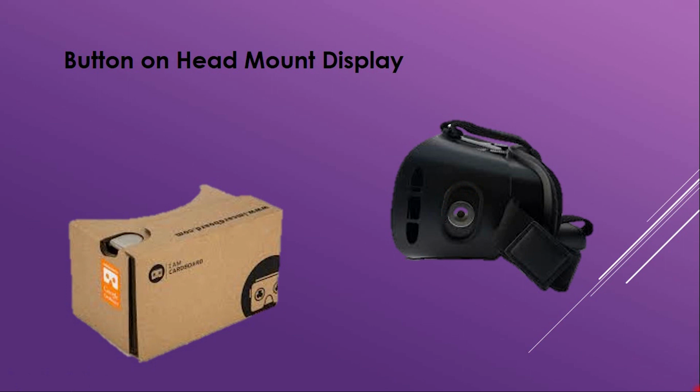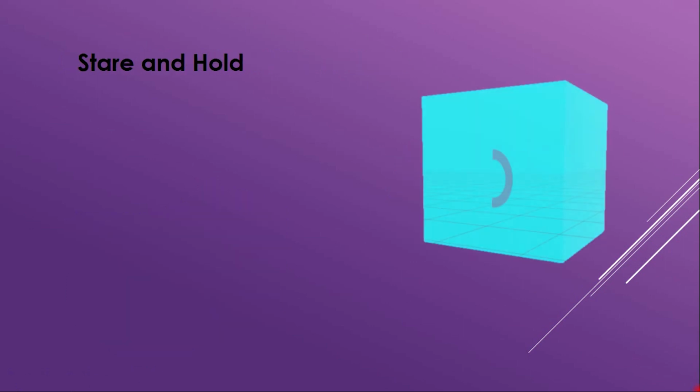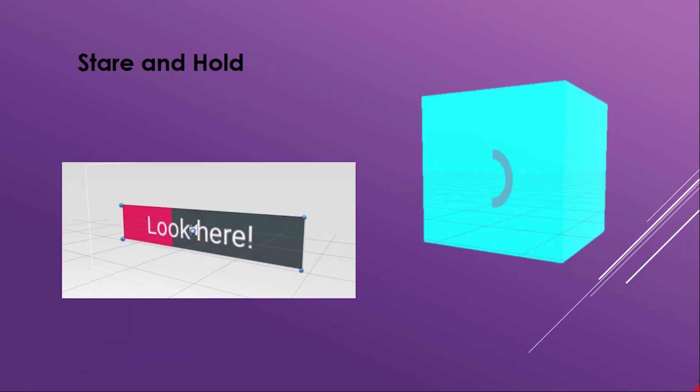Okay. Similarly in the stare and hold method, you have to look at a particular object for 1 to 2 seconds. That depends upon how you code. So this is how you stare and hold. You can see this cube over here. If you stare at it for 2 seconds, completing this circle, this object might change its color or it might change its position. It all depends on how you code the cube over here.